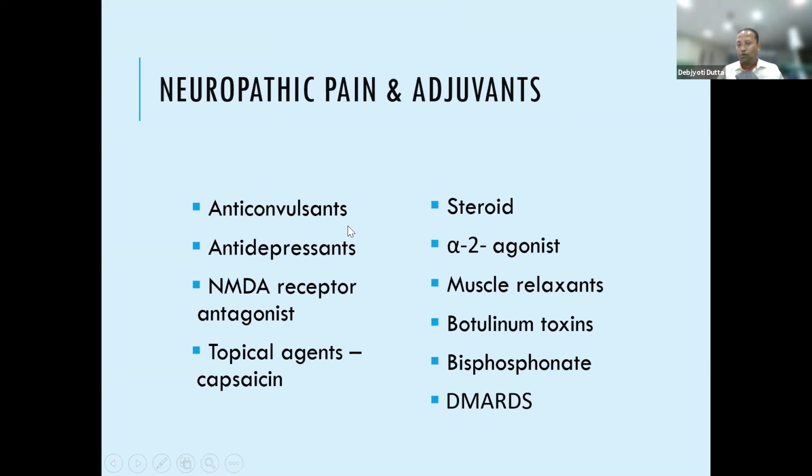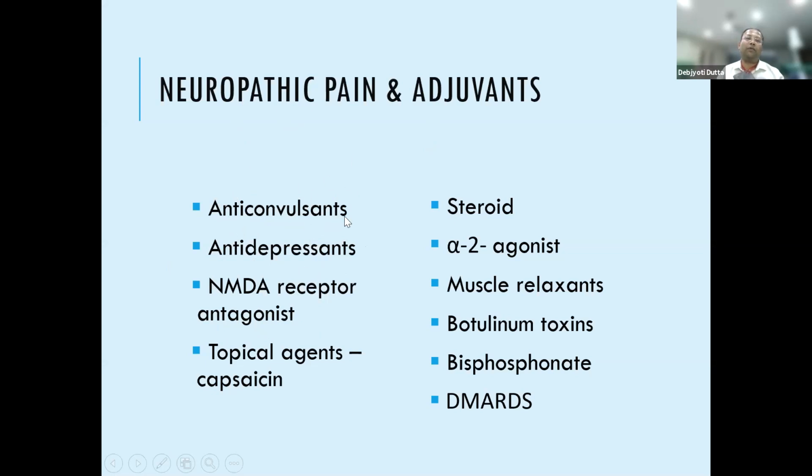Modulation means what? Normal modulation is also going on through our descending inhibitory pathway, which is actually dampening the pain signal. So if we use these drugs, anticonvulsant, antidepressant, NMDA receptor antagonist, all these drugs together, what they will cause, they will dampen the pain even more from first order neuron to second order neuron. So these are the main drugs for neuropathic pain.